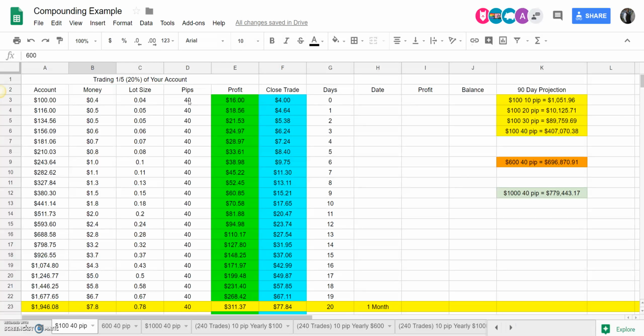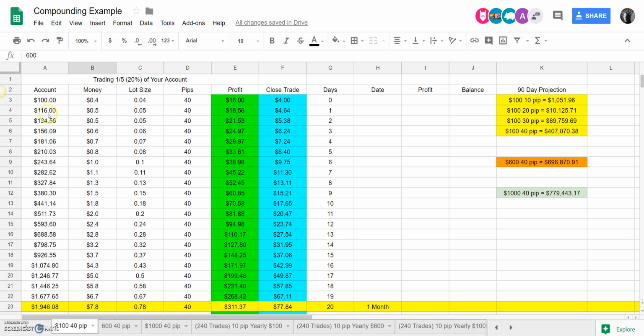Okay, so you don't want to go on a trade and go after the whole 40 pips or go after 50 pips, go after 60 pips. You want to go after 10 pips at a time. Okay, after those 10 pips, you will have a profit of $16. Now that profit is added right here to your balance. Your new balance will be $116.